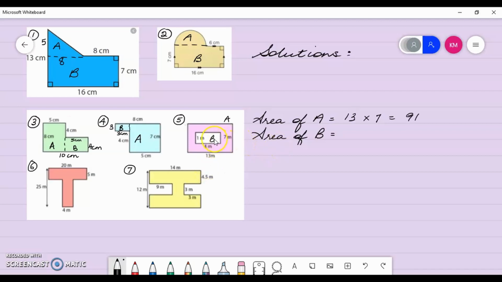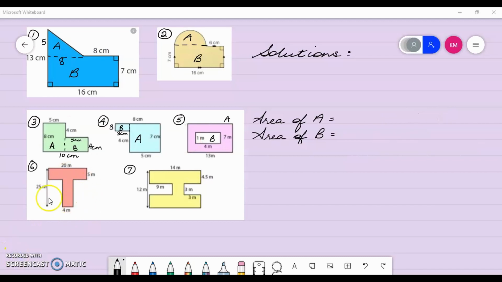Area of B, I'm seeing this distance here as 4 and this distance as 1. So the area of B is going to be 4 multiplied by 1 to give me 4. And let's not forget our units. This here is meters squared. So to find the shaded region, it's going to be 91 take away 4, and that is going to give me 87 meters squared.